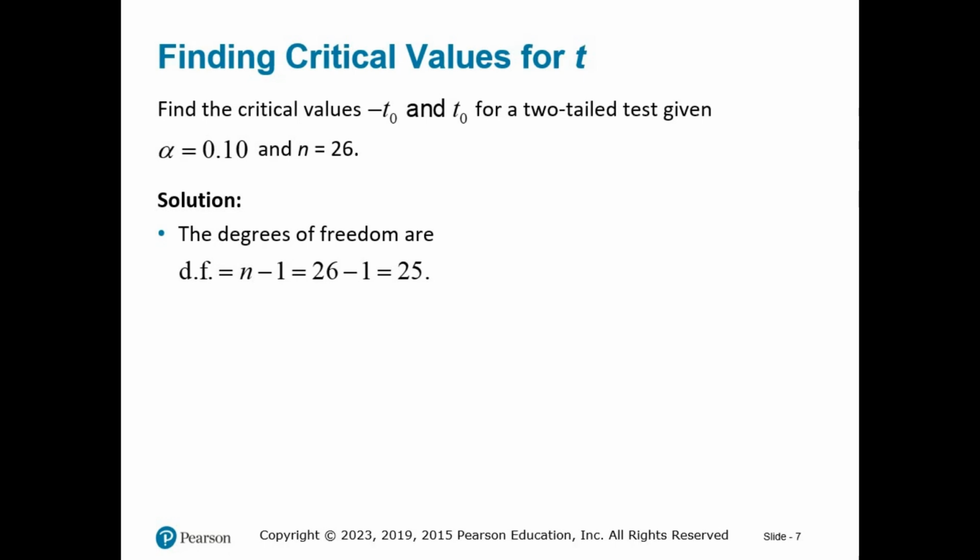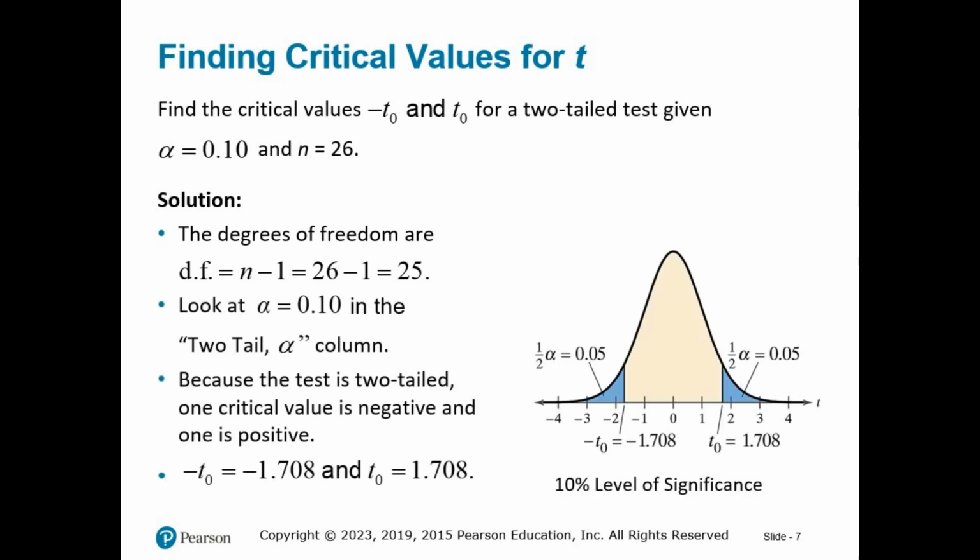Important note here if you're wanting to use your calculator. For a two-tailed test, you need to divide alpha in half before you put it in the calculator because you're only dealing with one side of the graph. Once everything is lined up and you've entered everything correctly, hopefully you came up with negative 1.708 and positive 1.708.